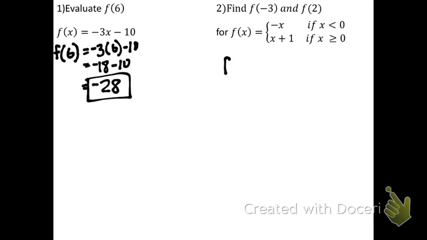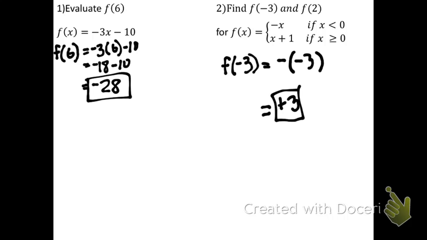So let's start with f of negative 3. For f of negative 3, we have to ask ourselves the rule. Is it less than 0 or is it greater than or equal to 0? Well, we know negative 3 is less than 0, so we are going to use this function here, negative x. Now this is a negative x, so we want to put the x in its own parentheses, so it's going to be negative of negative 3, and we know a negative and a negative is going to be a positive. So f of negative 3 is equal to positive 3.